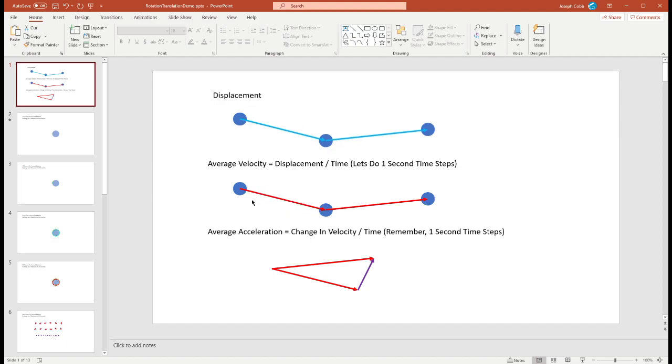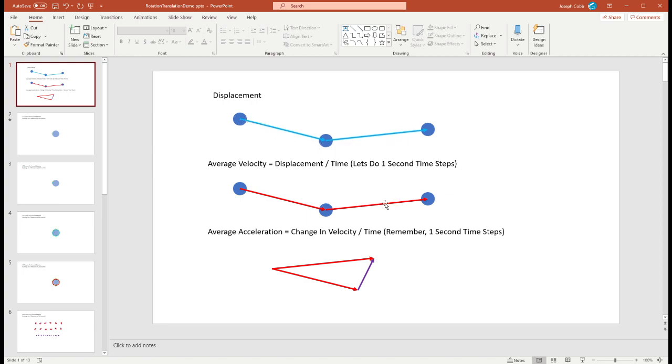Then, if we want to find the average acceleration, we have to take these two velocity vectors and find the change between them and divide that by the time. So we take the two vectors and we divide by the time. This vector here, this purple one, is the acceleration. No, sorry, it's not the acceleration. It's the change in velocity, which in this case, because our time step is 1 second, it's equal to the acceleration. Okay?